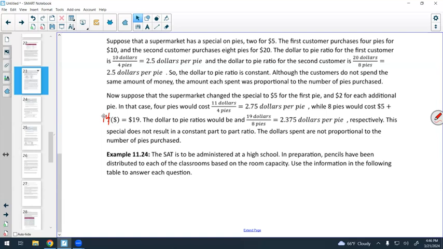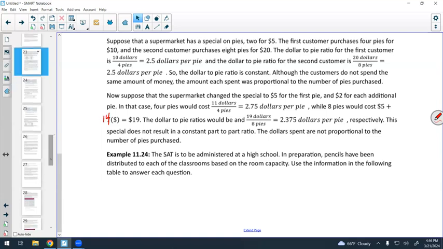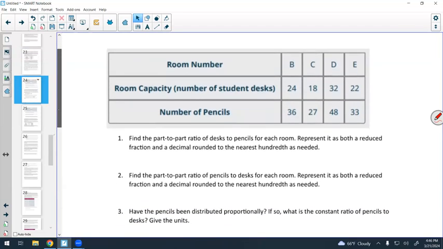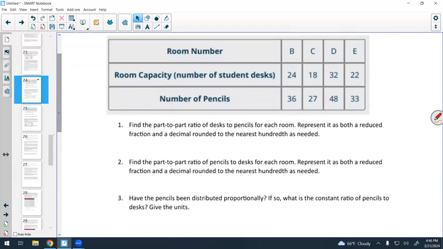Let's look at an example here. The SAT is to be administered at a high school, and preparation pencils have been distributed to each of the classrooms based on the room capacity. We'll use the information in the following table to answer each question. Now here's our table. We have rooms B, C, D, and E. We have the capacities, and we have the number of pencils.